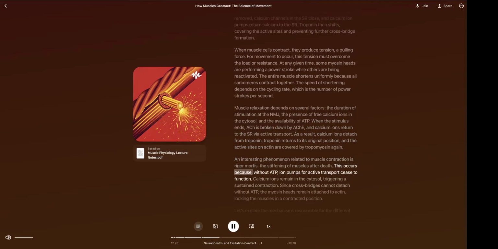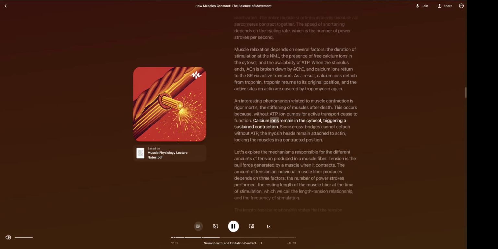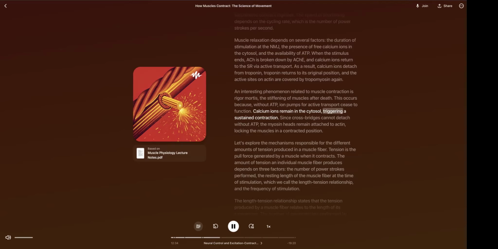This occurs because, without ATP, ion pumps for active transport cease to function. Calcium ions remain in the cytosol, triggering a sustained contraction. Since cross bridges cannot detach without ATP, the myosin heads remain attached to actin, locking the muscles in a contracted position. Let's explore the mechanisms responsible for the different amounts of tension produced in a muscle fiber.